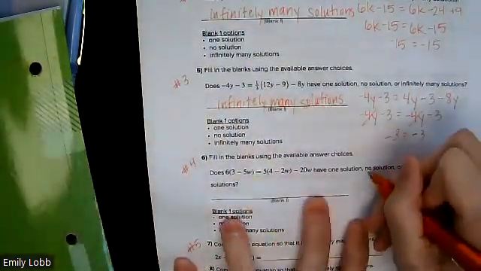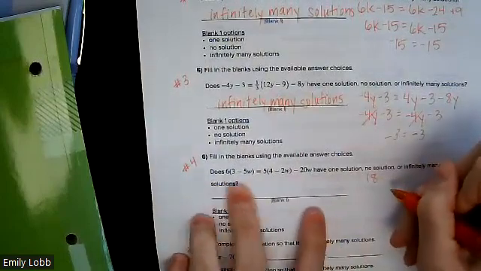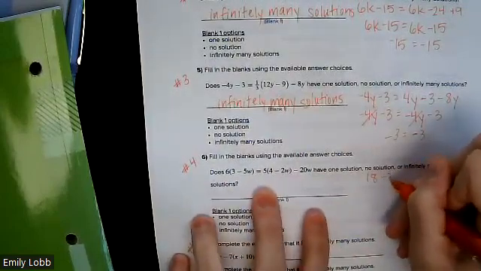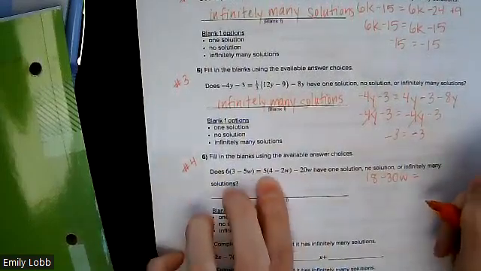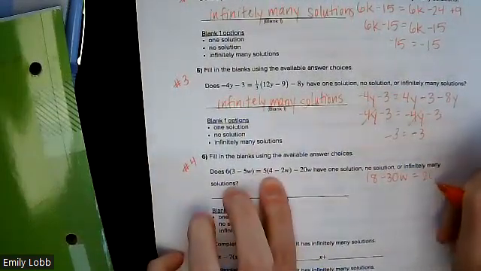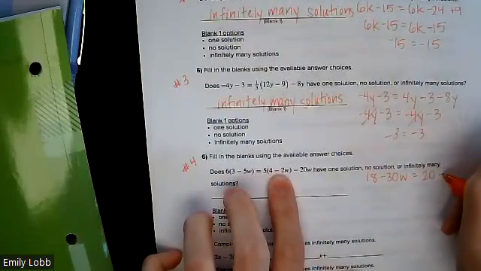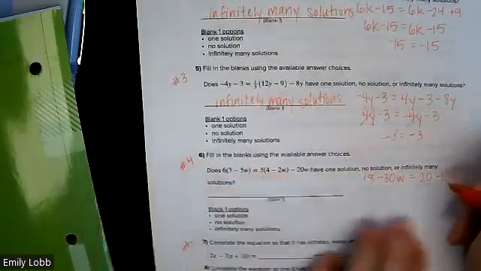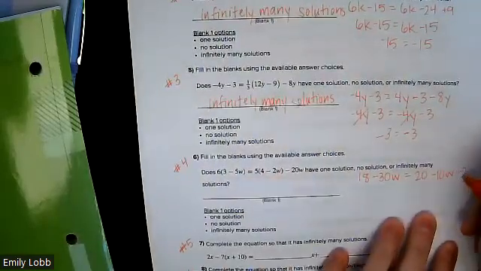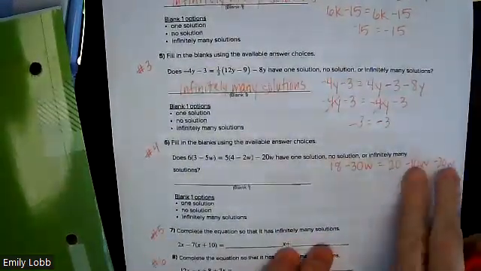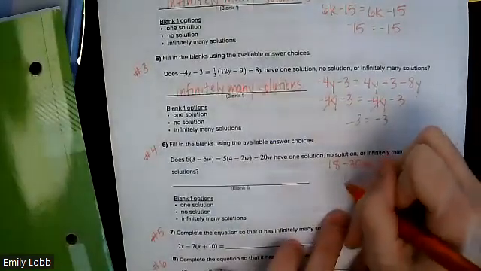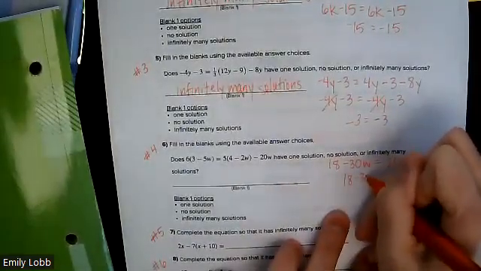6 times 3 is 18. 6 times -5 is -30. Don't forget the W. 5 times 4 is 20. 5 times -2 is -10W. And then I have -20W. So before we can evaluate, we need to combine like terms over here. We have 18 minus 30W.